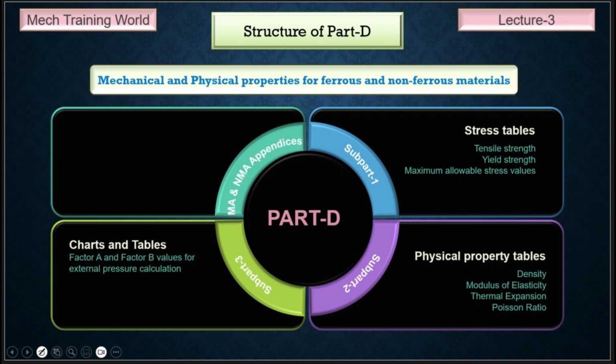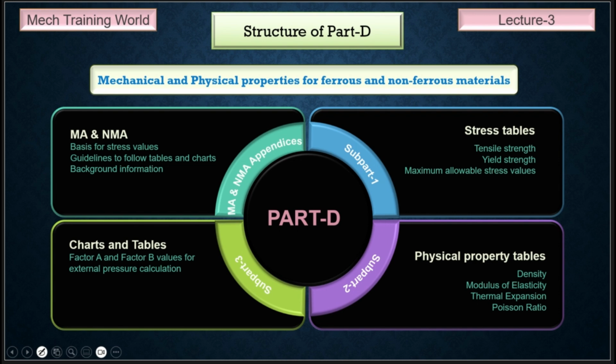And apart from these three subparts, we have mandatory and non-mandatory appendices which cover additional information, like what is the basis for the stress values. You will see maximum allowable stress values in subpart 1, right? So how did the code arrive at the maximum allowable stress values for different temperatures? You will find that in the mandatory appendix.